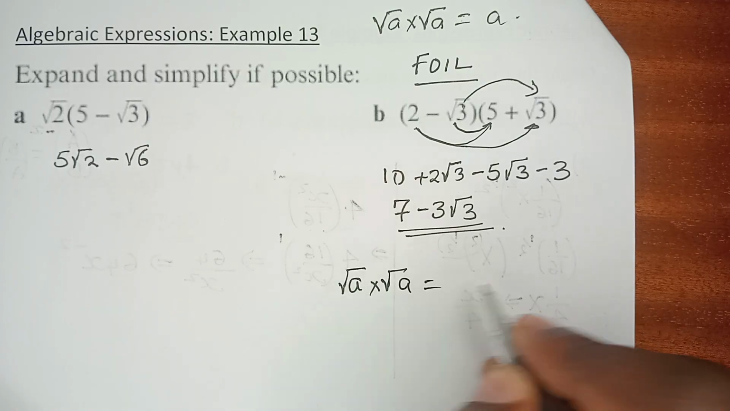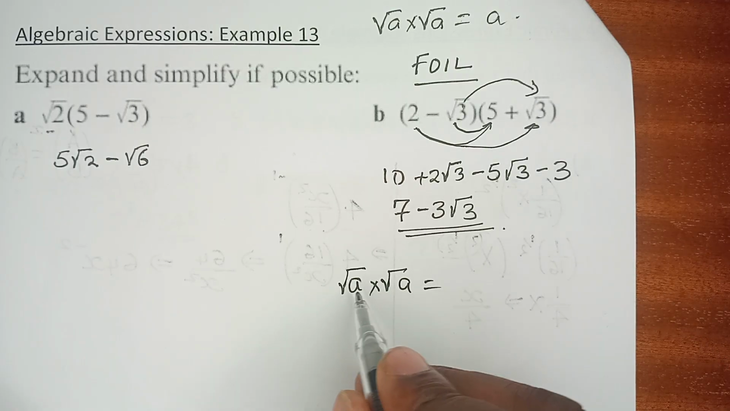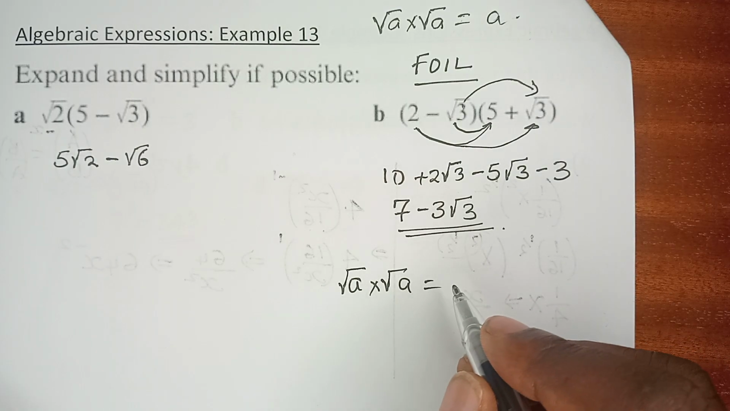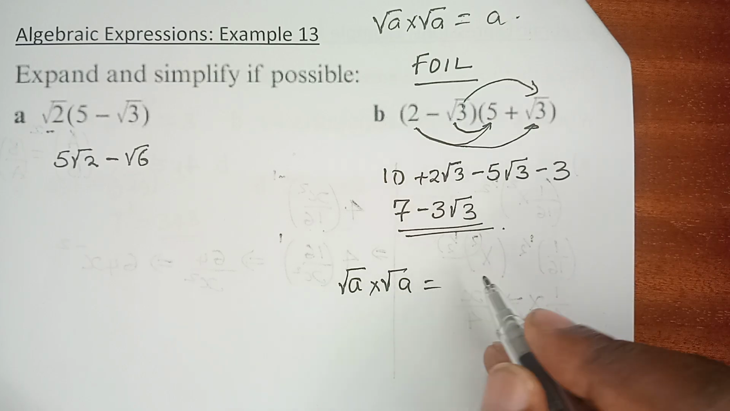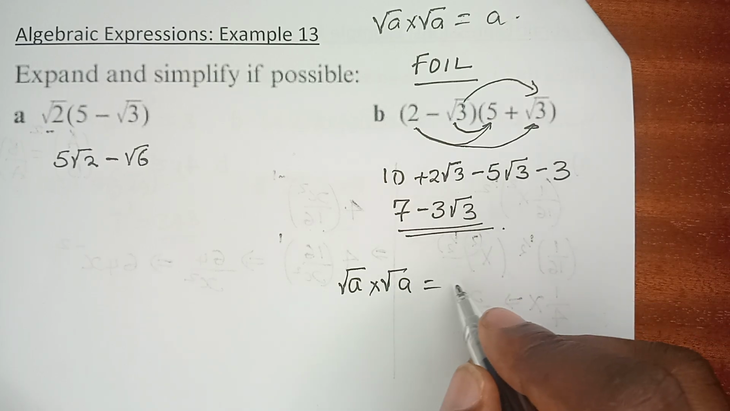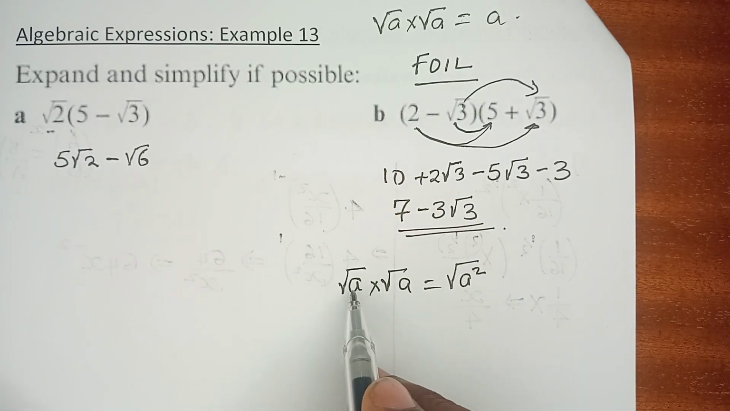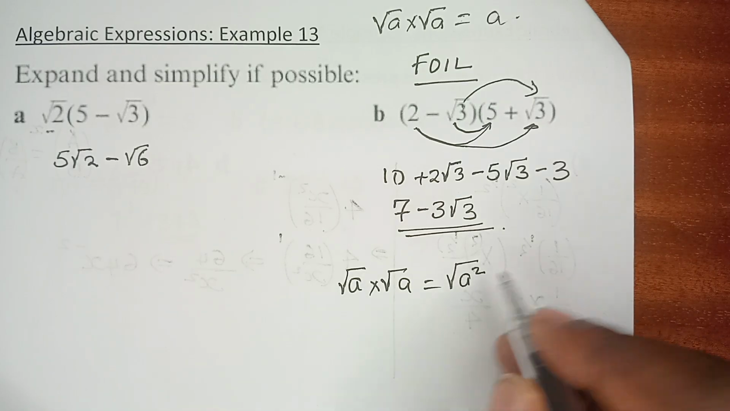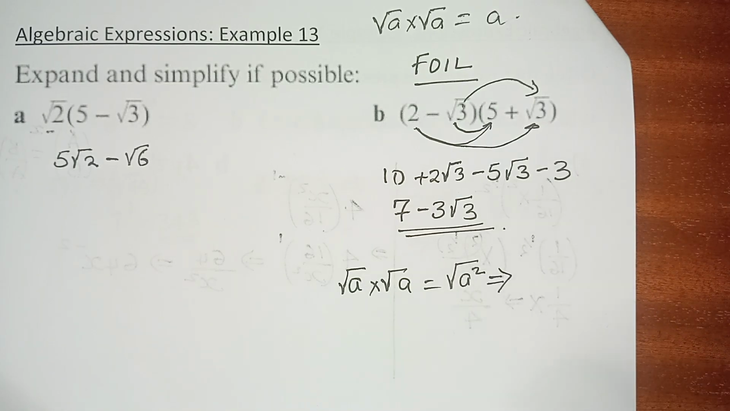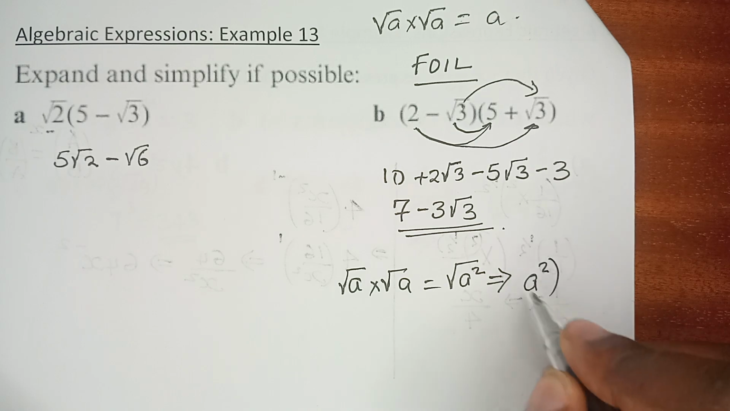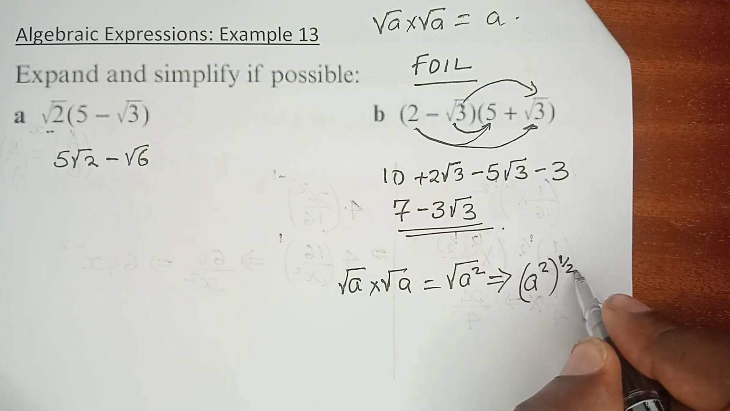root of a is equal to, we can talk about the root of a times the root of a. You can talk about the root of a squared, because a times a is a squared, and both of them were under the root, so the root of a squared. But we already know that the root is a raised to power a half. So a squared, again, raised to power a half.